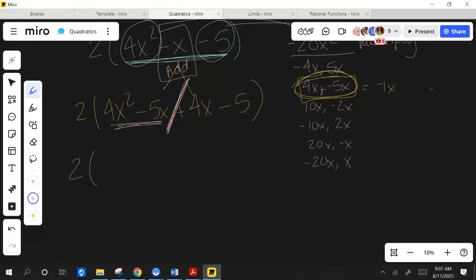What can I take out of the first 2? In other words, what's the GCF of the first 2 terms? X. If you take an X away from both of those, what is left? 4X minus 5. Now, you're always going to pull down the middle sign.